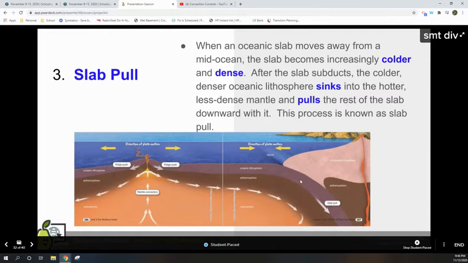So literally it's going to pull this part of the rock down because it's cooler and more dense. So it's just going to pull it down. So that's a slab pull. And then a ridge push is literally like the thinner crust is going to push the older crust away, not just by convection, but literally the ridge is pushing the older crust away. So that's what a ridge push and a slab pull are.